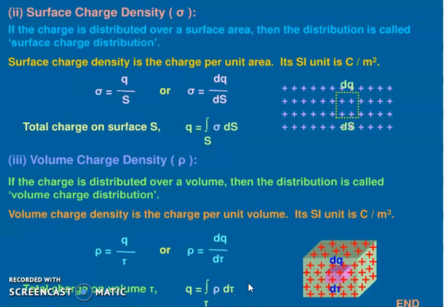Keep it in your mind that there are three kinds of charge distribution: linear charge distribution, surface charge distribution, and volume charge distribution. And three kinds of charge densities are there: linear charge density, volume charge density, and surface charge density.